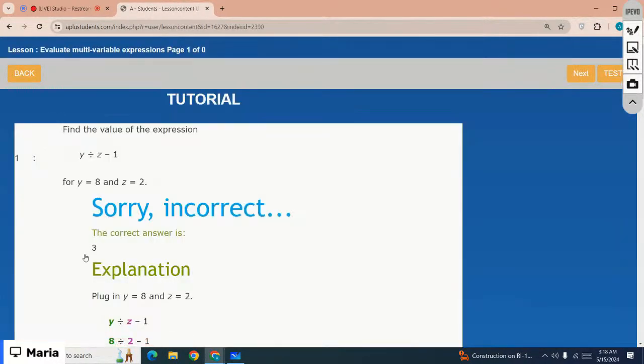Now multivariable means you have more than one variable, right? Find the value of the expression y divided by z minus 1. So you can see here more than one variable is involved. Y and z are the two variables, right? So you have to evaluate for y equals 8 and z equals 2. So simply replace the variables with the value.